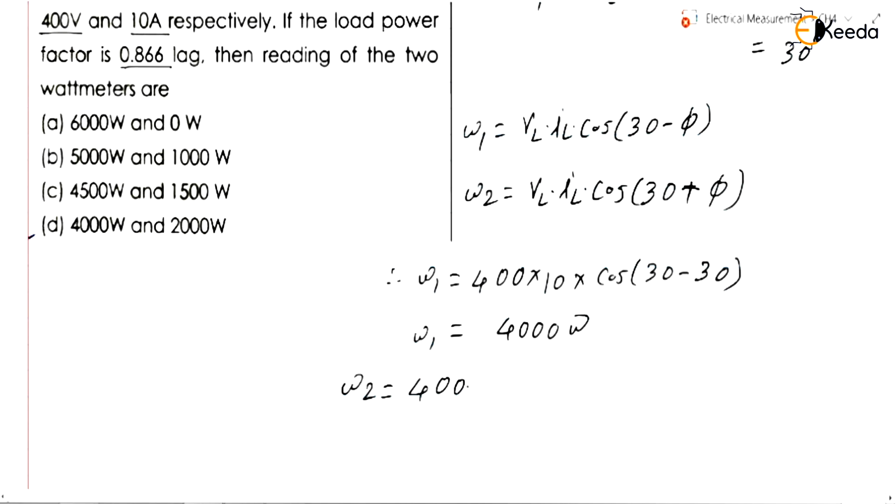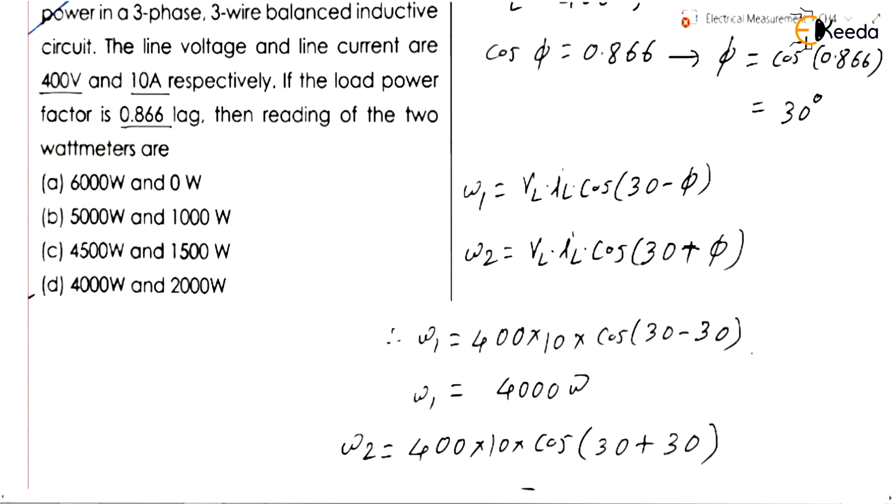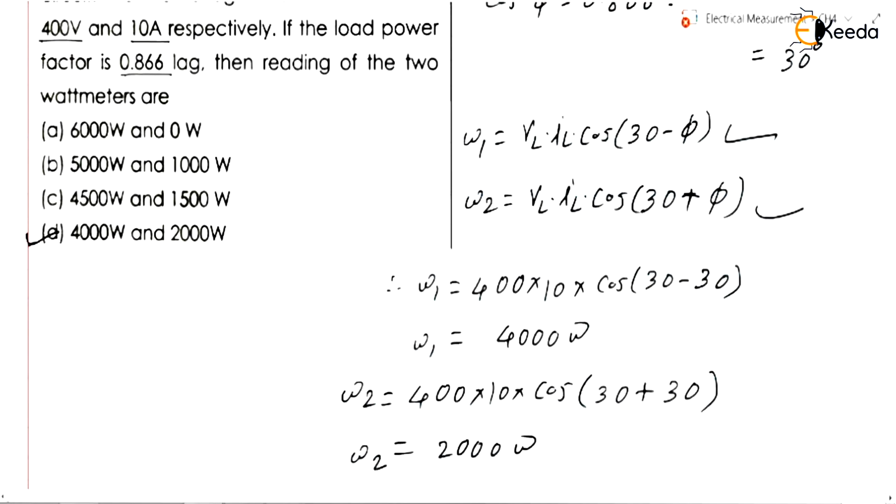VL into IL, that is 400 into 10 into cos of 30 plus phi. So 30 plus phi is again 30 degree plus 30 degree. So if you check, it is 400 into 10 into cos of 60 actually. So it is 2000 watt, right? Very straightforward question. The only thing is you need to memorize, recall these two expressions. So the correct option is option D, 4000 and 2000, right?